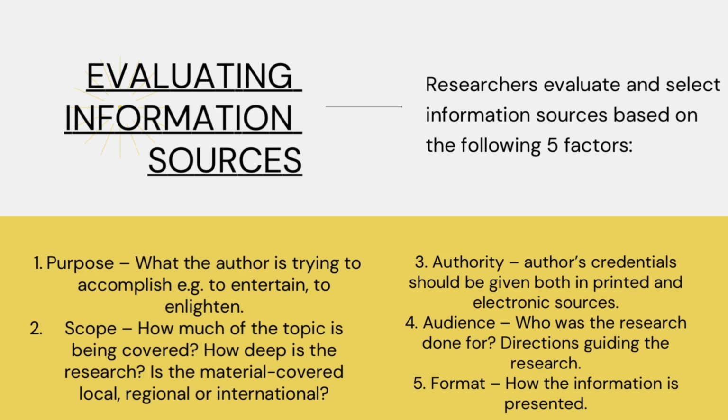The second one is scope. Scope means how much of the topic is being covered, how deep is the research, is the material covered locally, regionally, or internationally. The third one is authority. Authors' credentials should be given both in printed and electronic sources. Audience. Who was the research done for? Directions guiding the research. Is your audience students? Is it about mothers? Is it about things like that? Format. How the information is presented.